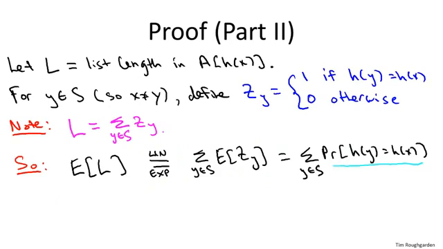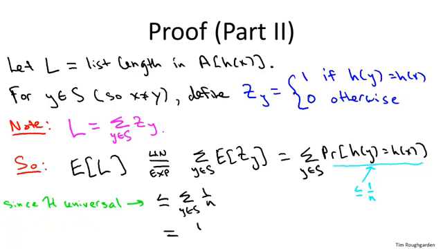So now we can return to the derivation. What that quiz reminds you is that the definition of a universal family of hash functions guarantees that this probability for each y is at most 1 over n, where n is the number of buckets in the hash table. So let's just rewrite that. We've upper bounded the expected list length by a sum over the objects in the data set of 1 over n. And this, of course, is just equal to the number of objects in the data set, the cardinality of S, divided by n.